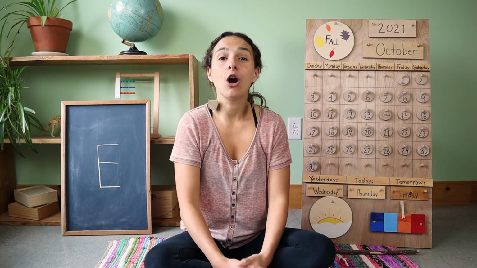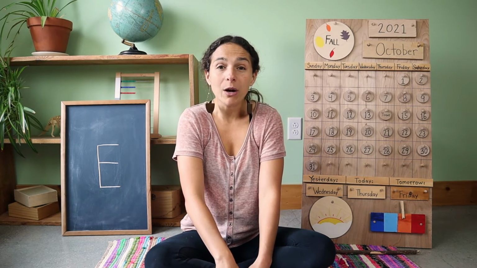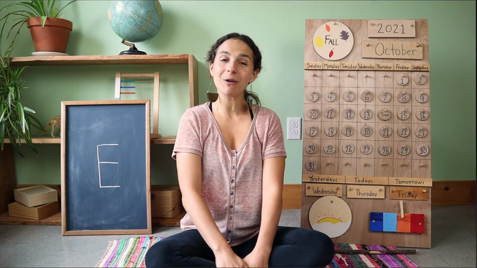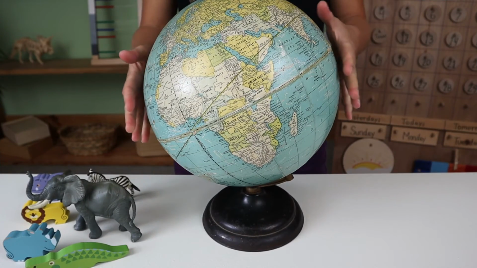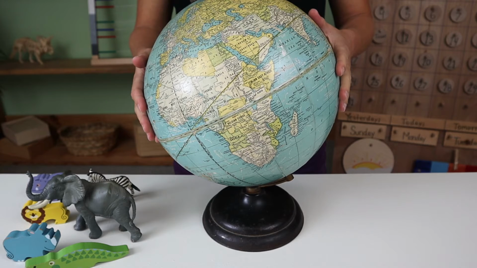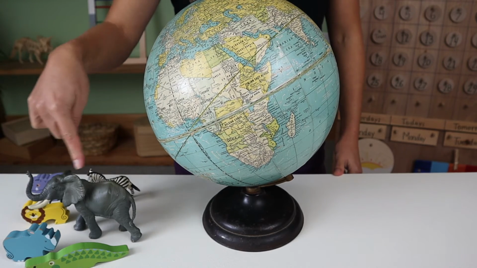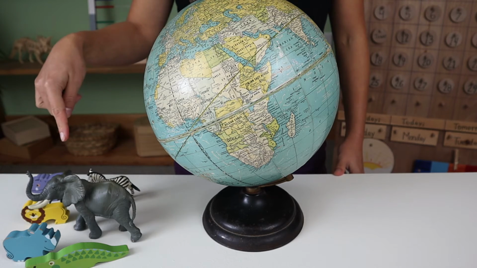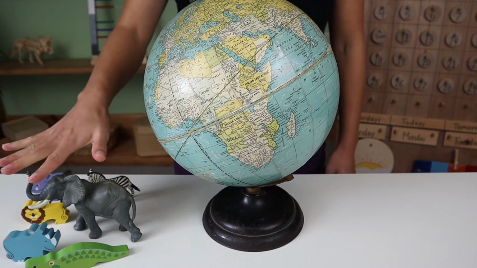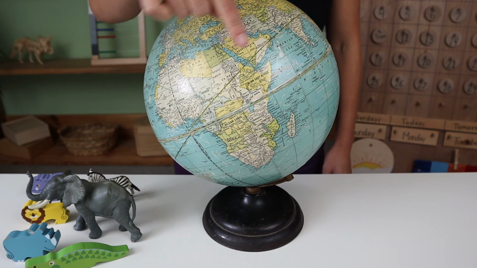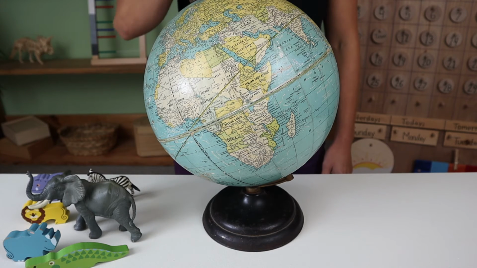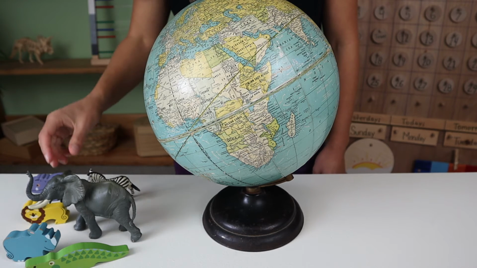For today's work, we are going to take a closer look at where specific animals live around the world. You will need a globe or a map of the world and some pictures or figurines of animals from around the world. Today, we are going to match these animals to their habitats, where you would find them living in the world.